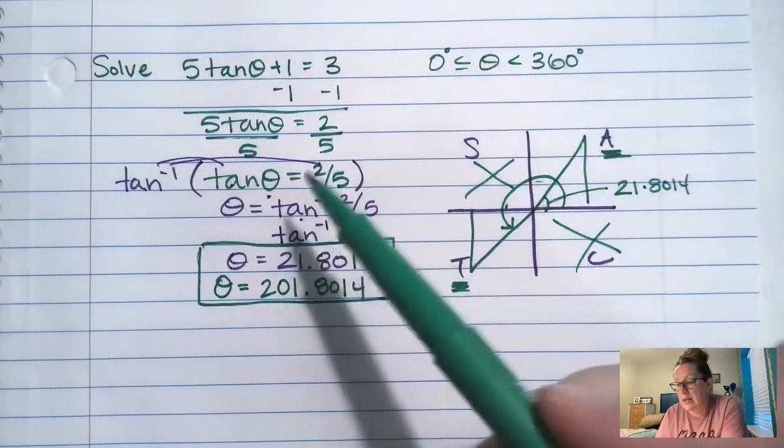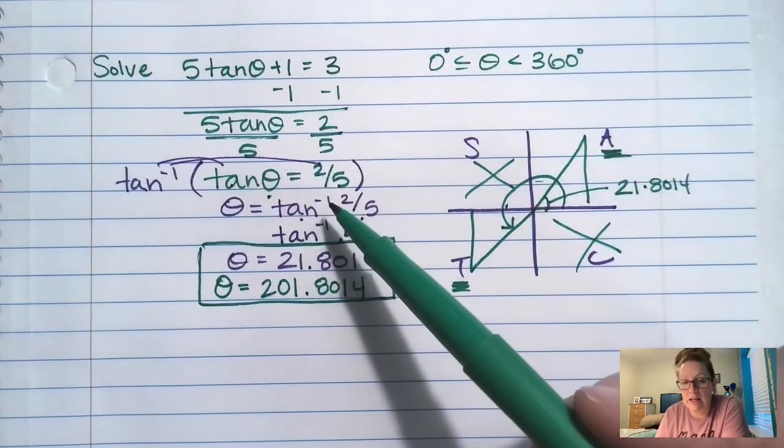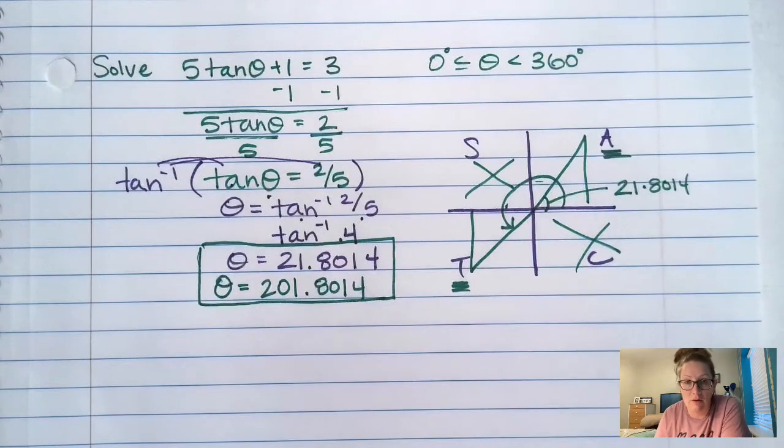So when you need to find theta of a triangle that doesn't exist, then and only then should you be using a calculator to figure out what that value is.